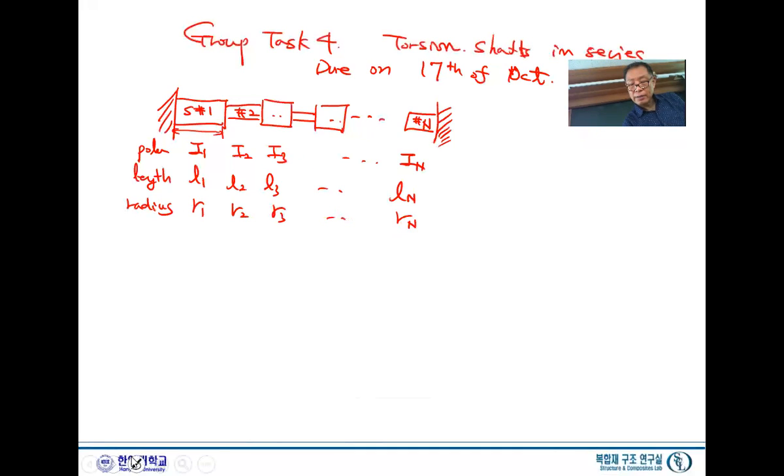And now, how about the forces? First, we apply torque at each junction. Here we apply torque 1, torque 2 and torque 3. And finally here, we apply torque n minus 1. See, the number of shafts is n, and the number of junctions is n minus 1, right? So these are all given. Is it clear? Any missing information?